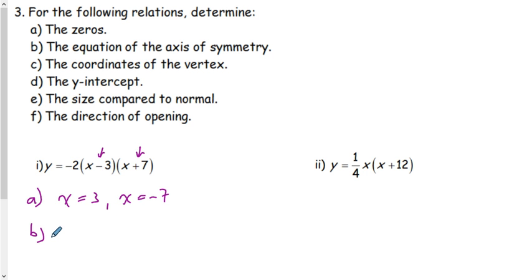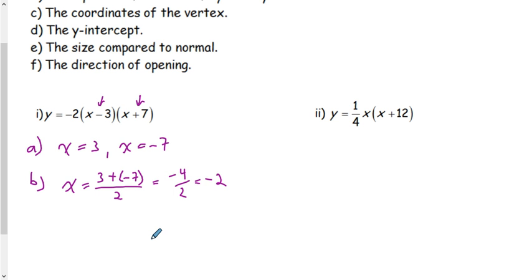For B, we're looking at the equation of the axis of symmetry. The axis of symmetry is halfway in between our zeros. So we'll say the equation of the axis of symmetry is going to be 3 plus negative 7, the same as 3 minus 7, divided by 2. That's going to give us the average. So that's negative 4 over 2. So that's negative 2. So the equation of our axis of symmetry is x equals negative 2.